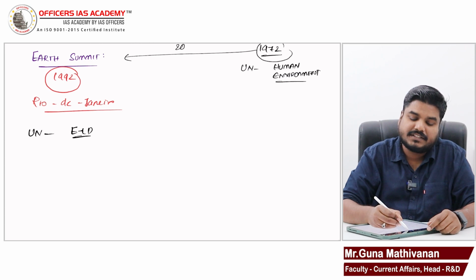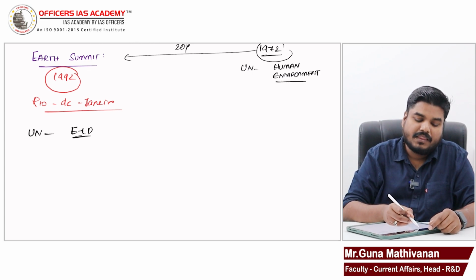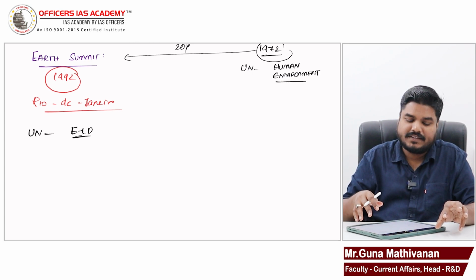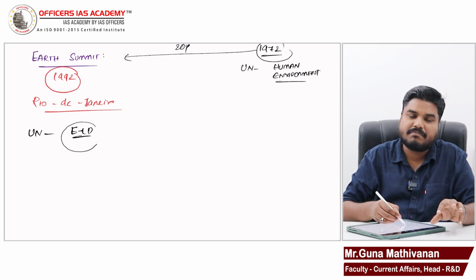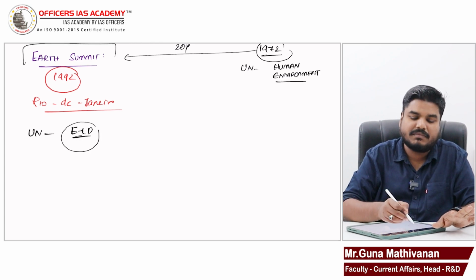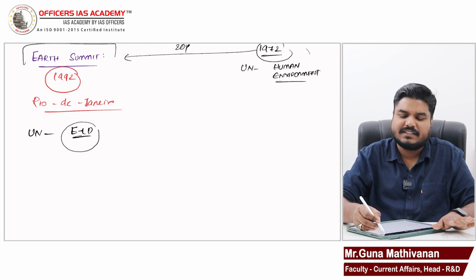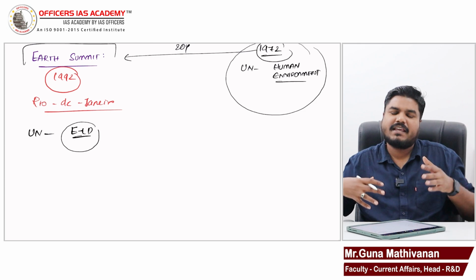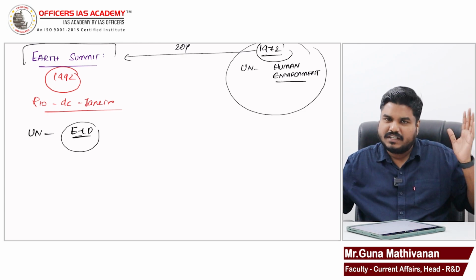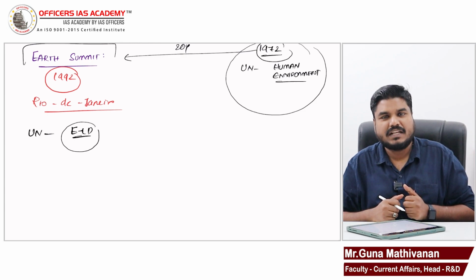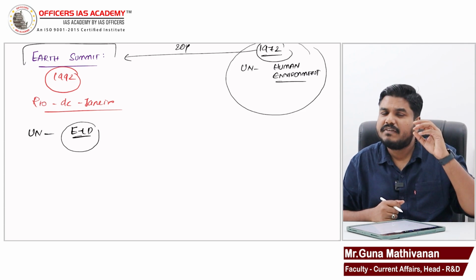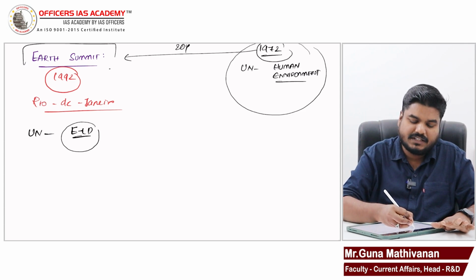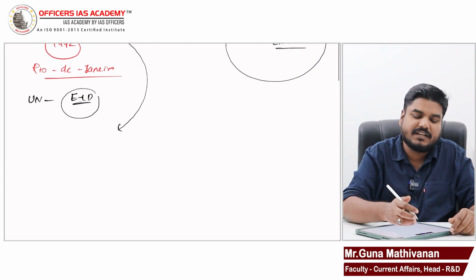After 20 years, that is in 1992, UN was organizing a conference on environment and development, which is also called as Earth Summit. This 72 declaration was not coming up with a big impact. So UN came with one more conference. Worldwide countries were participating. And three important conventions were signed in this Earth Summit.